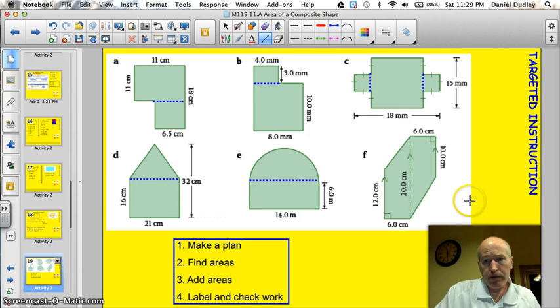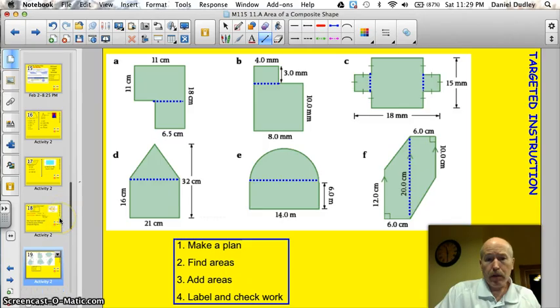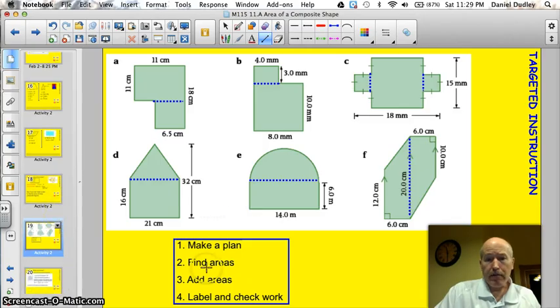This one's a little tricky too. What would you do? I think I'd split it right down the middle here. I'd find the area of this trapezoid and the area of this trapezoid. I know those formulas are a little bit tricky, but most of the time on testing situations, they will give you a list of formulas, and you just have to recognize that it's 1/2 the height times base 1 plus base 2. All right, very good. Make a plan, find the areas, add them together, label your work.